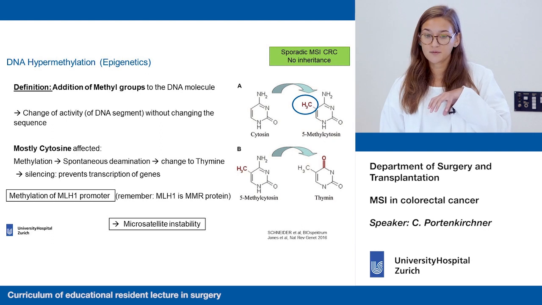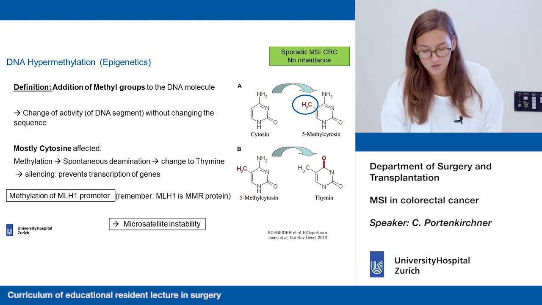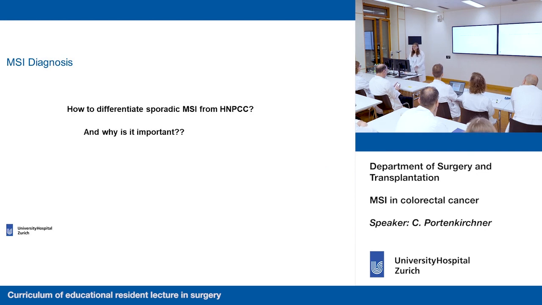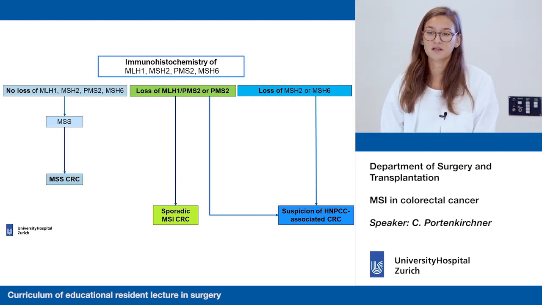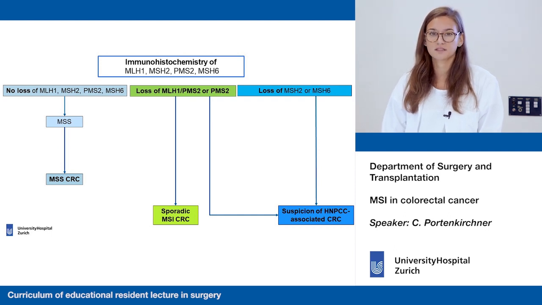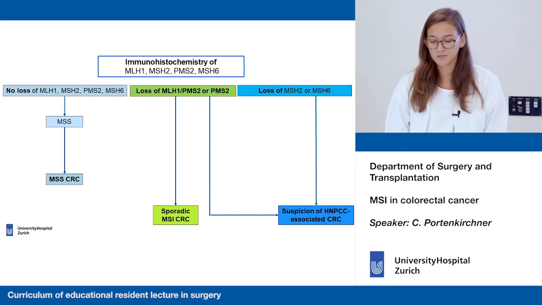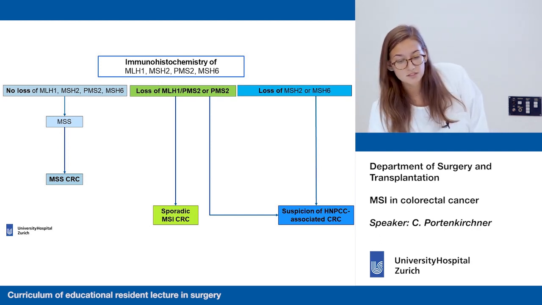So we have either the non-inherited pathway, like I just mentioned, the epigenetic DNA hypermethylation, or the germline mutation. How do we differentiate between these two pathways? And why is it important? We have to perform an immunohistochemistry to have a look at the genes and the proteins. If there is no loss, this means no staining, and we have a microsatellite stable colorectal cancer. But if we have a loss of MSH2, PMS2, MSH6, we have a high suspicion for HNPCC associated colorectal cancer. If we have a loss of MLH1 and/or PMS2, we can have either sporadic or a suspicion of HNPCC. And now it's important for us to distinguish if it's a sporadic pathway or an HNPCC pathway.